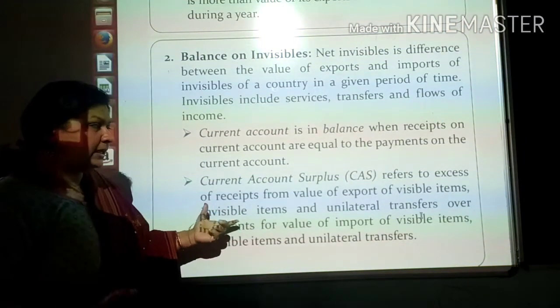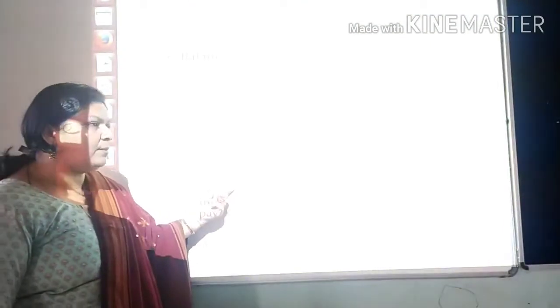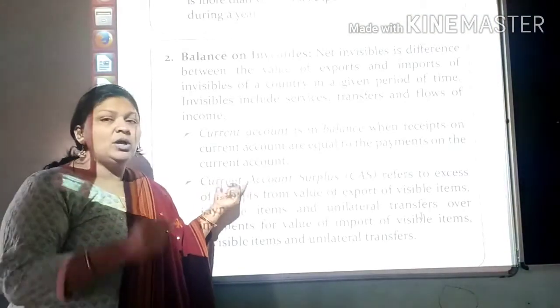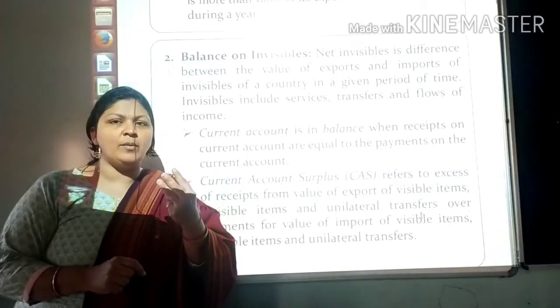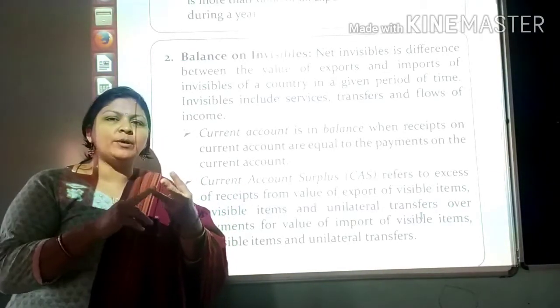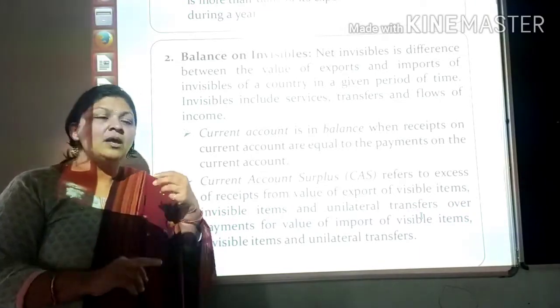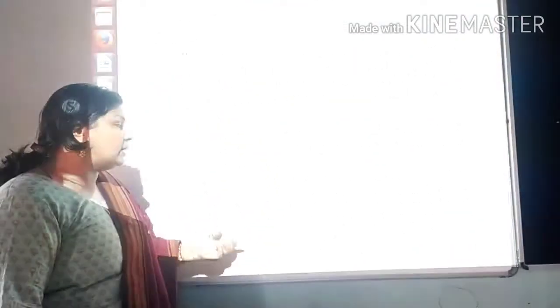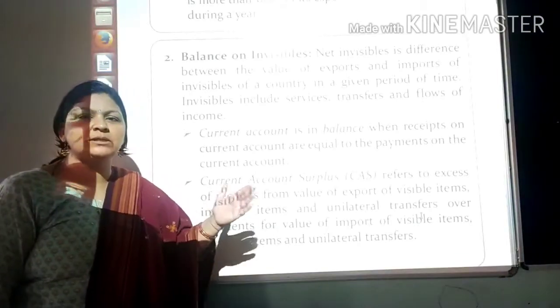Listen students, keep in your mind, here we are talking about not only invisible, here we are talking about the current account. So current account is made by three components, or basically two components, visible and invisible items. So यहाँ हम लोग जब बात कर रहे हैं current account की, तो we can consider visible and invisible, it means goods, services and transfer payment, all three criteria.